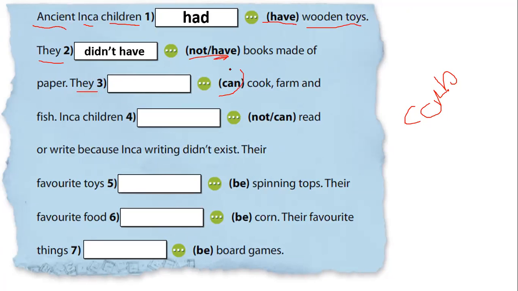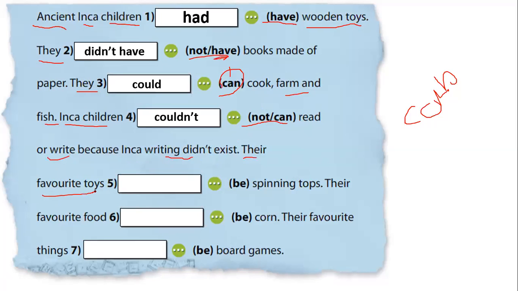They, what is the past of can? Could. Now, in this case, is it affirmative or negative? Affirmative. So they could cook, farm, and fish. Inca children couldn't read or write because Inca writing didn't exist.